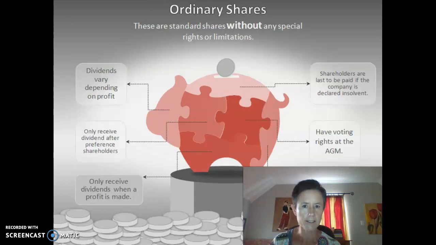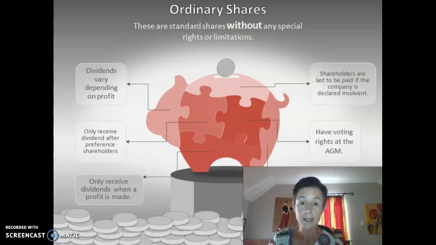So if we look at the first one, ordinary shares. These are standard shares without any special rights or limitations, hence the word ordinary. So depending on how much profit the public company makes, your dividends will vary year on year. You only receive your dividends after the preference shareholders have received theirs, right? Because they have preference over you.